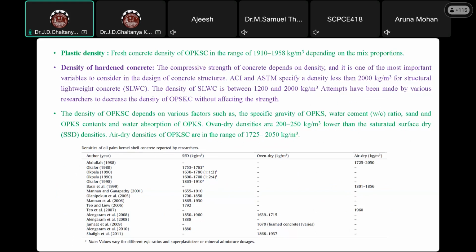And we also have the oven dry condition. The oven dry density is 1639 to 1775 and 1965 also. Different people use different types of drying conditions for the density calculation, so different researchers have given these values. It also depends upon your water cement ratio, and your density will vary here because we already have enough water content in the shell.